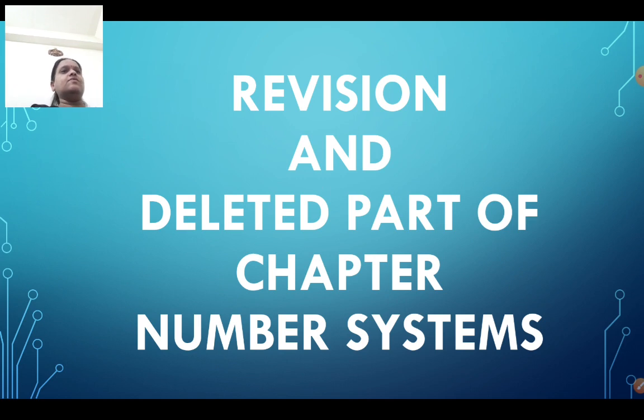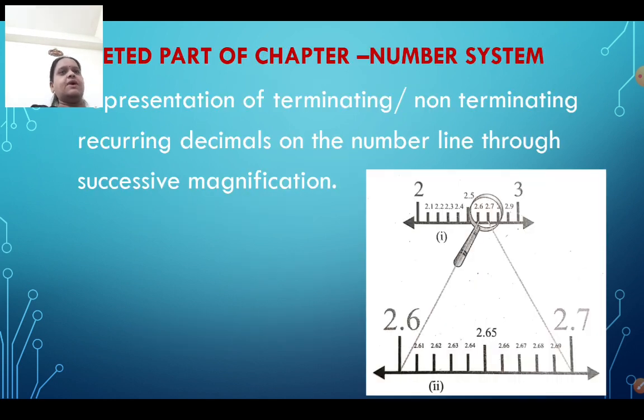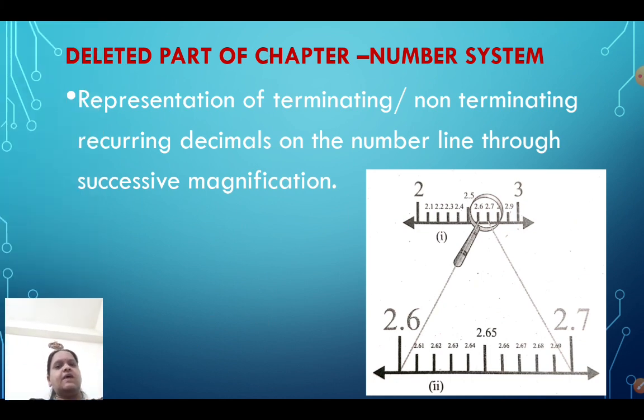What we will see here is the revision of this chapter once again, and we will see the deleted part of the chapter number system. This deleted part has been removed by the CBSE board. I already taught you, but that part will not be asked in the exam. Okay, so let us see what the deleted part is. Do you remember this part I have taught you?